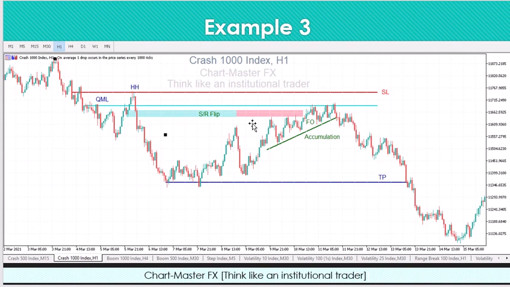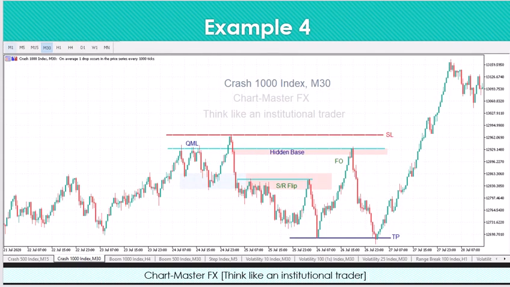You have to understand that. So here you can put your stop loss on the higher high, since the risk is not that much, so that you can give your trade room to breathe. So we go to example number 4.